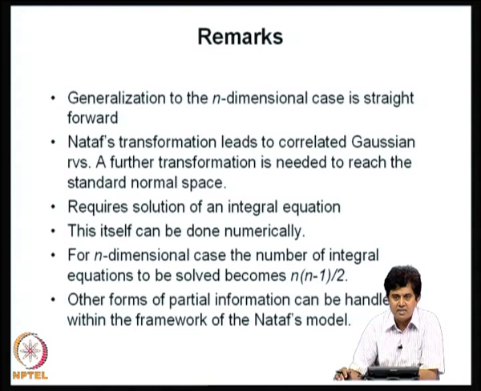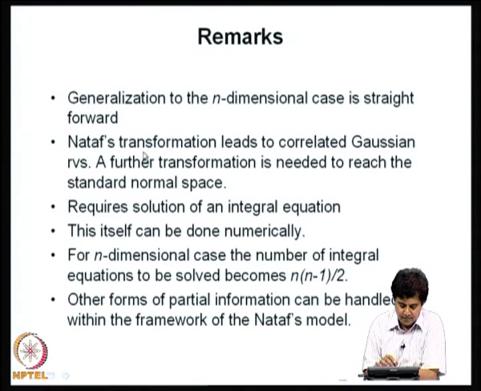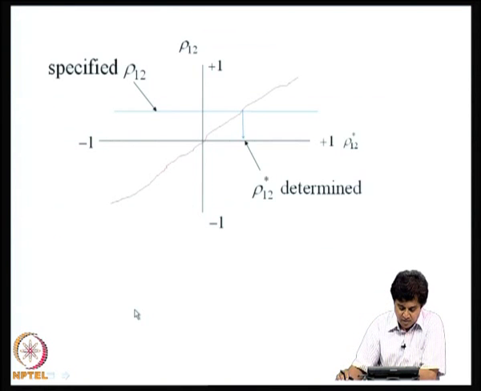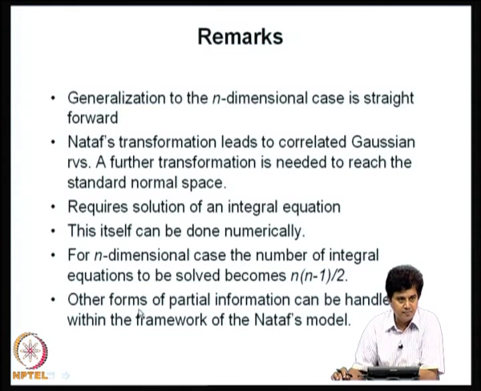Now, this I have illustrated for the 2 dimensional case, you can generalize to the n dimensional case. So, you have to take pairwise, this transformation by the way is known as Nataf's transformation. So, this can be extended to the n dimensional case, it requires a solution of an integral equation, this itself can be done numerically, and for the n dimensional case the number of integral equations to be solved becomes n into n minus 1 by 2, and other forms actually within the framework of this, suppose we consider 3 random variables.